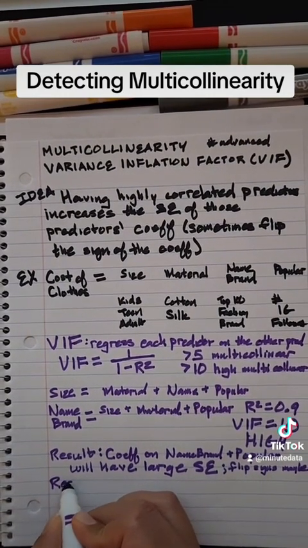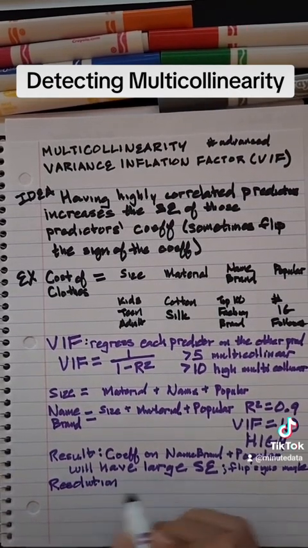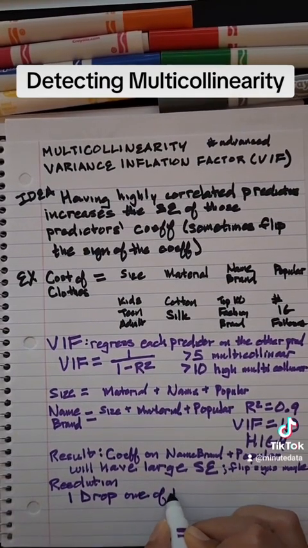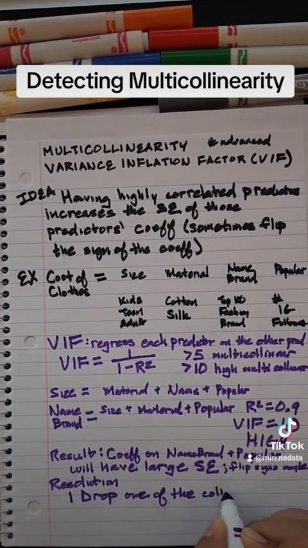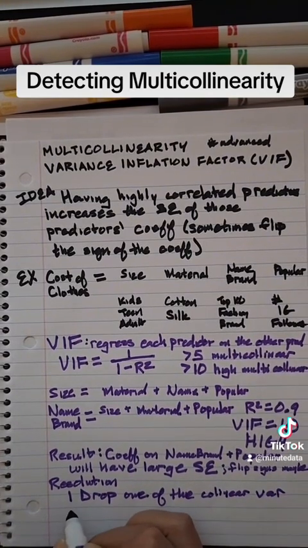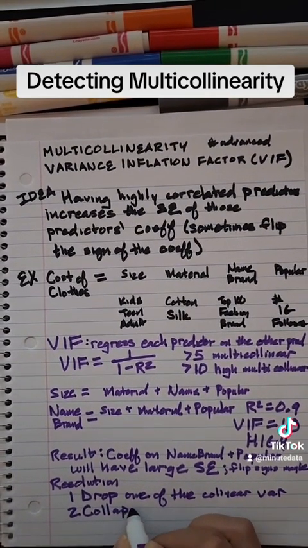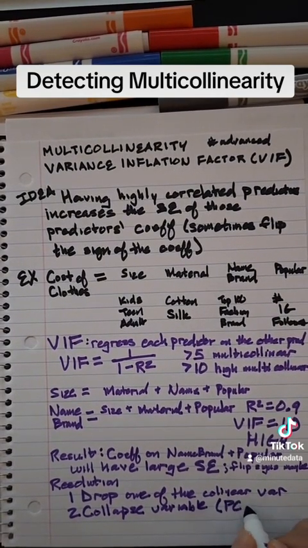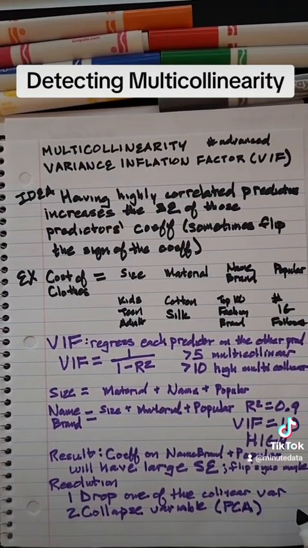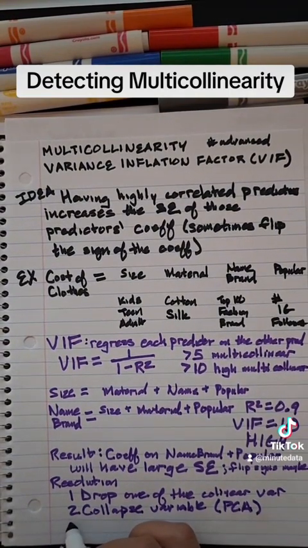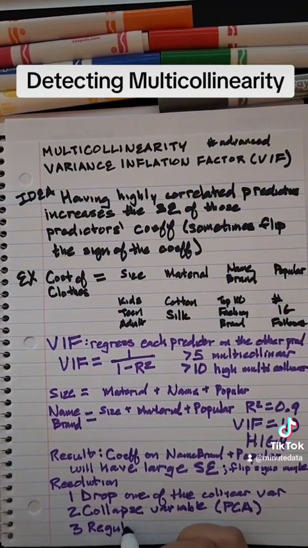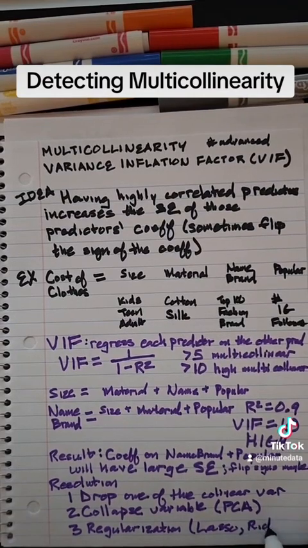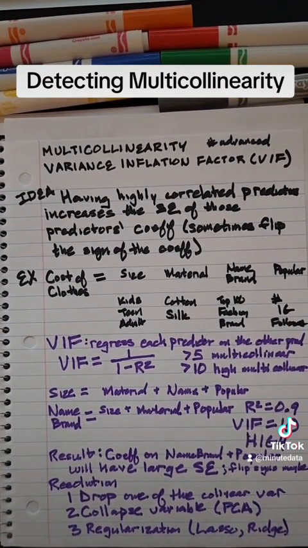So what are resolutions for multicollinearity? Resolution 1: you can drop one of the collinear variables. 2: you can collapse the variables. Take the two variables and collapse them into one, for example using principal components analysis, or doing something easier like adding up scaled versions of the variables. And 3: there are regularization techniques, for example lasso or ridge, which we'll probably cover in a different video.